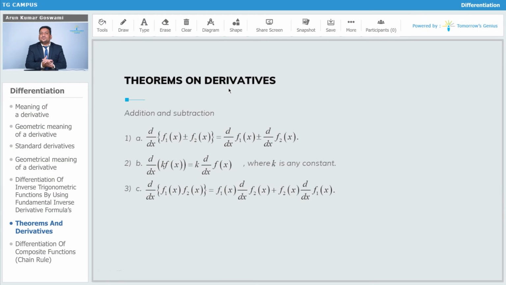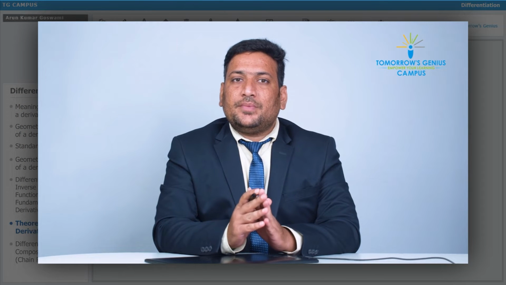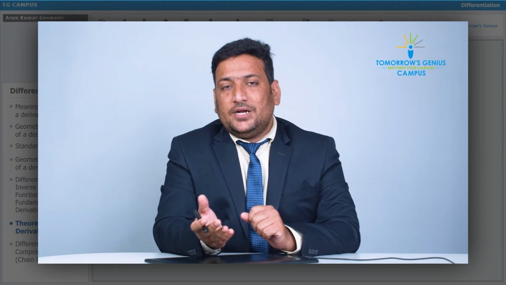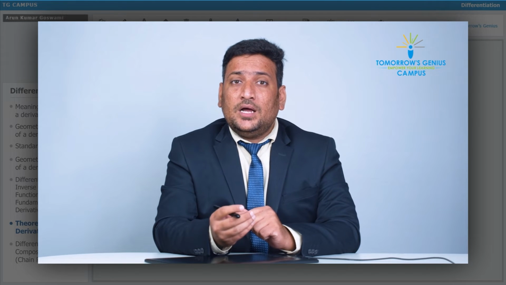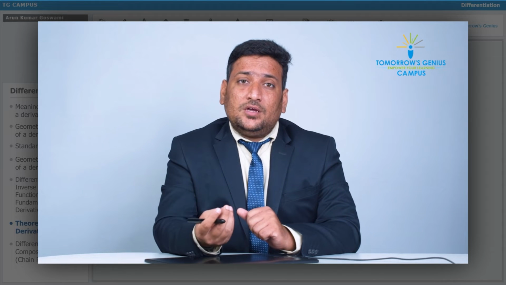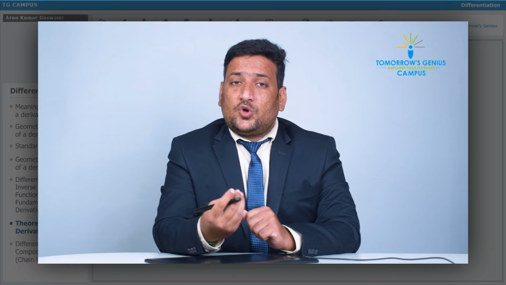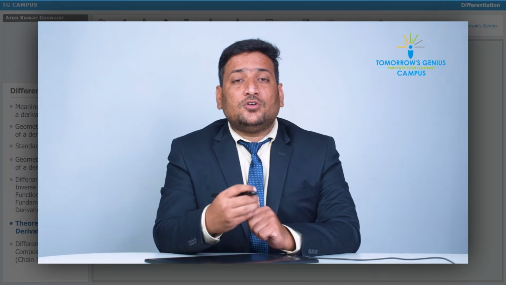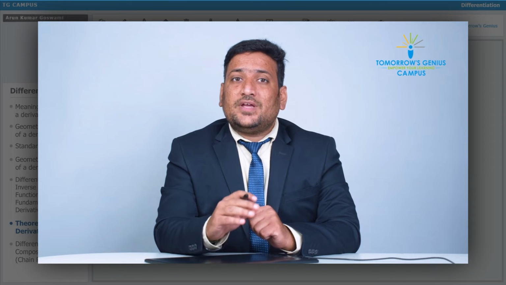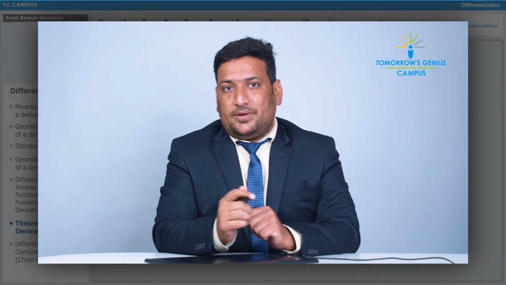Let's see the theorems on derivative. Okay, what do we have? Theorems on derivative. What is the meaning of theorem? Theorem means the thing which we can apply to the problems. Normally a formula is basically a numerical equation which will be helpful for solving the problem. Theorem means we can apply that concept to the problem.